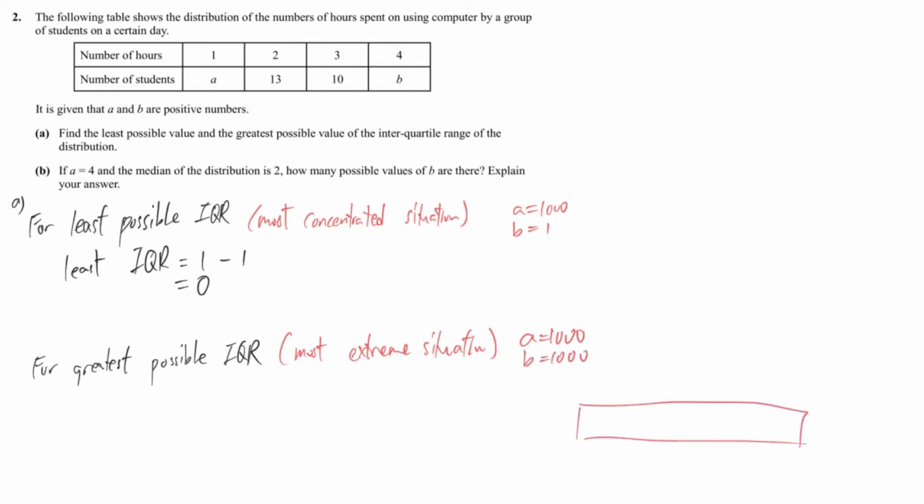In this case, there are 2023 data in total, while most of them are 1, and most of them are 4. And then we have a little 2 and 3 answers in the middle. It's obvious that Q1 will be in the first group, while Q3 is in the last group. Therefore, the IQR is 4 minus 1, which gives you 3.